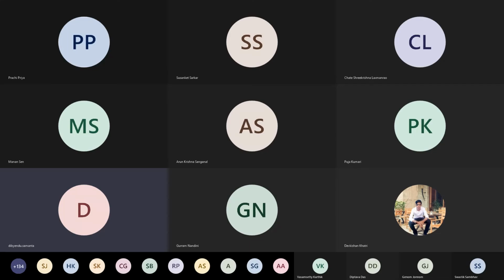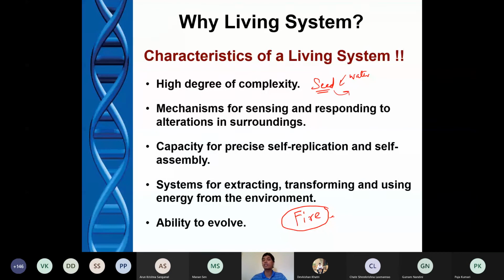Can be covered by fire, right? Even the ability to evolve, because depending on the surroundings, how much oxygen you have, what the materials are, and most of the capacity for self-replication and self-assembly. Even the mechanism for sensing and responding to alterations in the surroundings, most of the points can be covered by fire also, right? But this is just some interesting point. That's why I told you, whatever I discuss about living organisms, these are the major points that should be there.